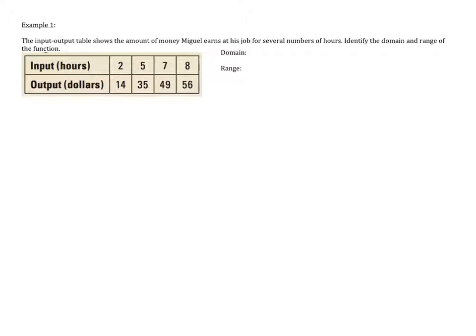So knowing that domain is the list of all x values or your inputs, and range is a list of all outputs or your y values, let's list them. So the domain would be the numbers 2, 5, 7, and 8, our input numbers. Notice that I used braces around this set of numbers. Whenever you talk about a set of numbers, you want to use the braces around that set of numbers. Next, for the range, we have 14, 35, 49, and 56. Those were all of our output numbers. And again, I used the braces around it because I was talking about a set of numbers.